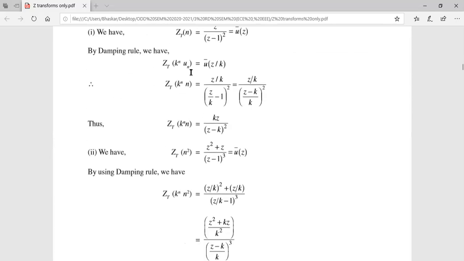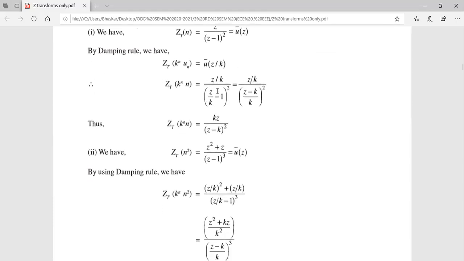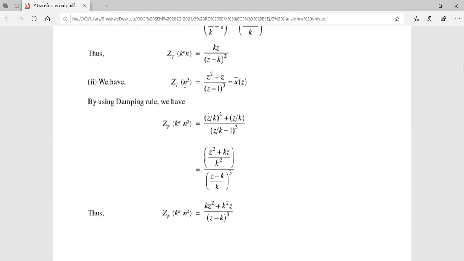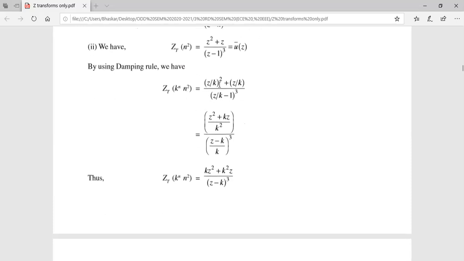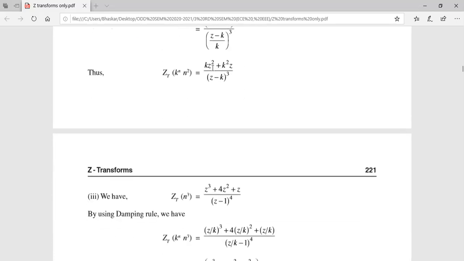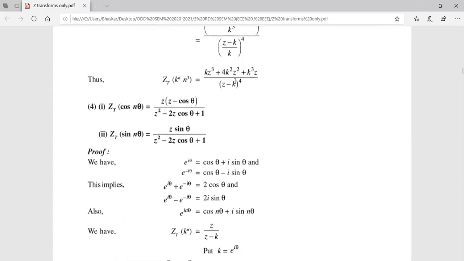How can we find this out? You know that by the help of the damping rule, the Z transform of k power n into u suffix n is equal to u of z by k. Now for k power n into n, substitute z is equal to z by k. If you substitute it, k square and k are cancelled, and we get k z divided by z minus k whole square. Similarly, for the Z transform of n square we got z square plus z divided by z minus 1 the whole cube. Again substitute z is equal to z by k here. Now the cube and the square get cancelled, and we get k z square plus k square z divided by z minus k the whole cube. The same thing applies for the Z transform of k power n into n cube also.